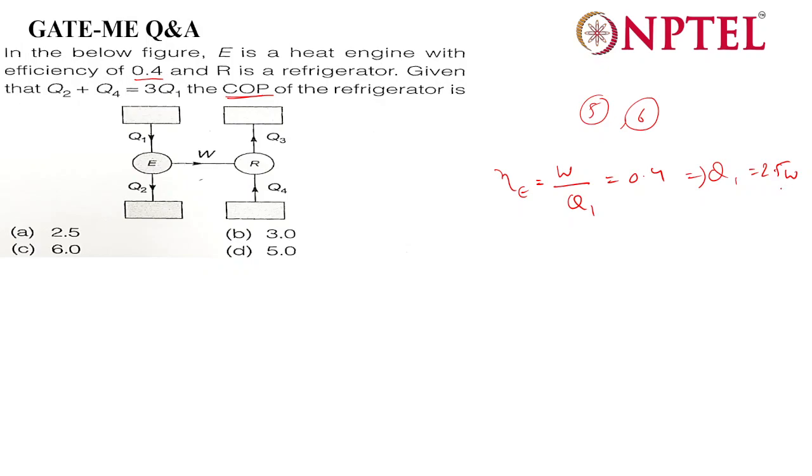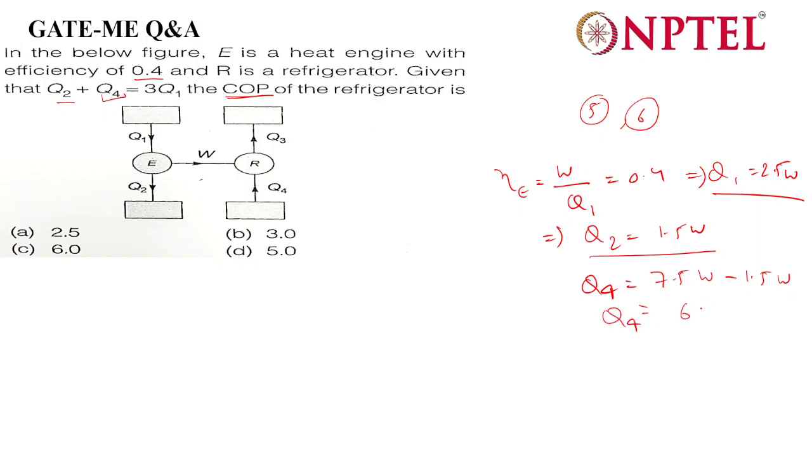Q2 you can find, right? Q1 is 2.5 of W. In terms of W, you have to find things in one parameter and it will cancel. Any parameter you can use. So Q2 would be 1.5 of W, right? So from here we can find the things. Q1 we know, Q2 we also know, and Q4 we can find. What is Q4 in terms of W? 3 times Q1 means 7.5 of W, minus Q2. Q2 is 1.5 of W. So what is Q4? 6W, right?